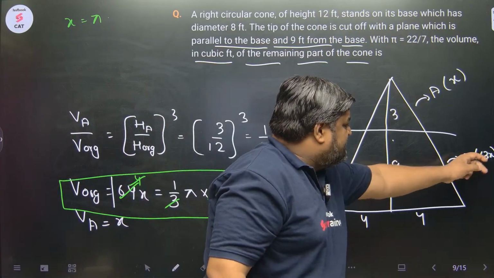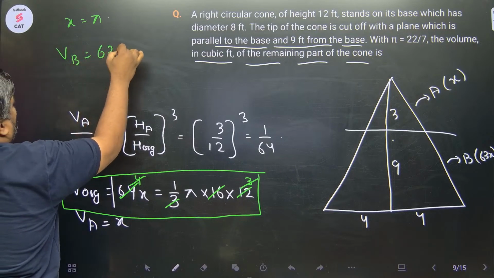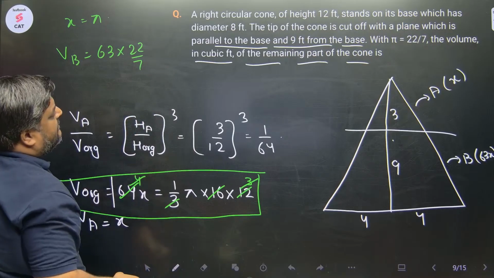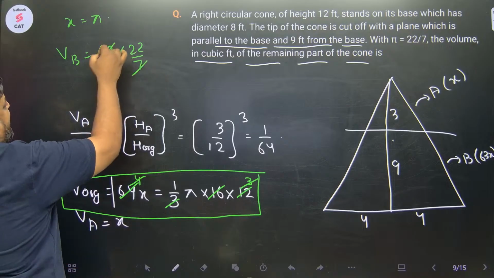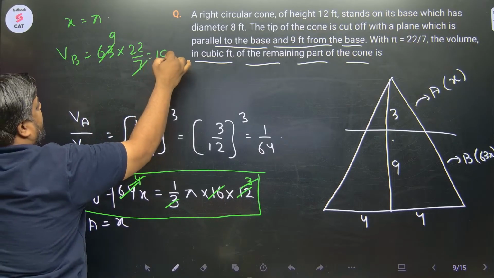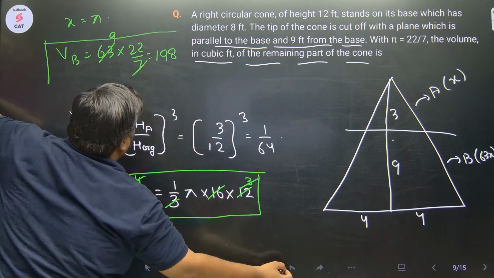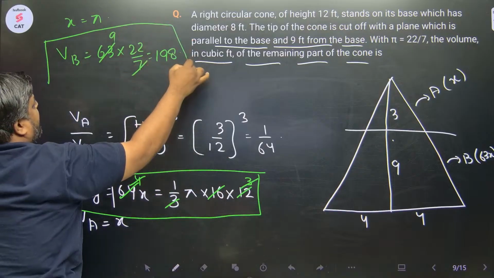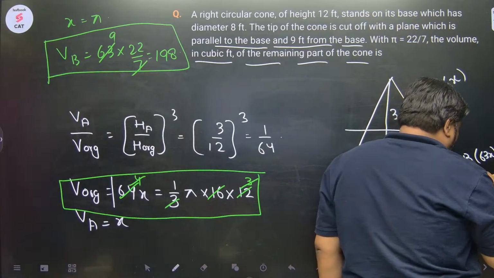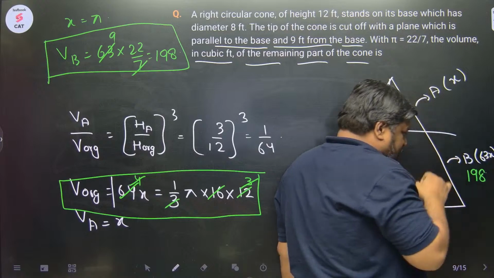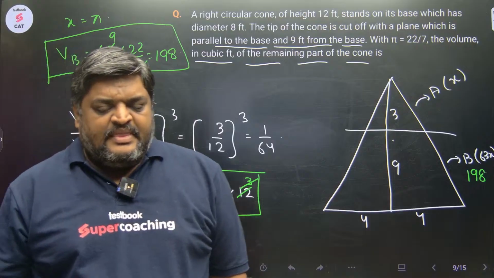Volume of B had to be found, which is 63x. So volume of B would be 63 into pi. Pi is 22/7. Pi is 22/7, yes or no? This goes in 9 times. 22 into 9 is 198. So volume of piece B is 198. Volume of piece B is 198. Sorted?